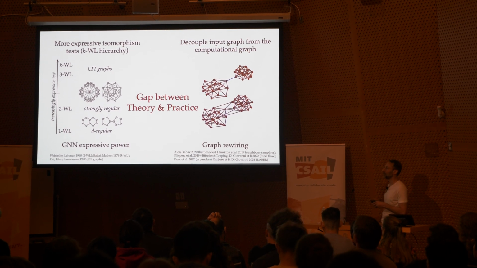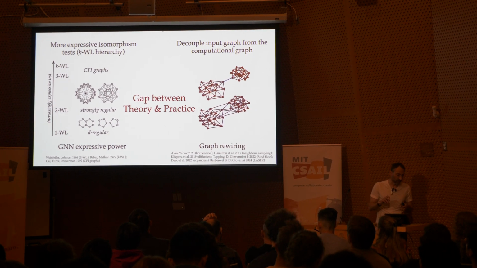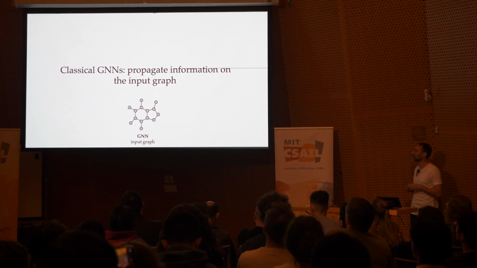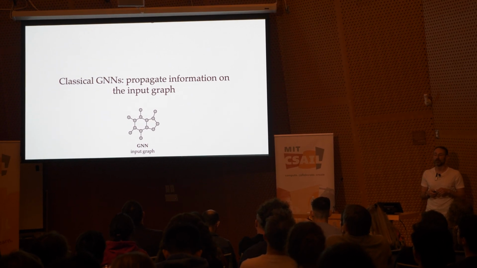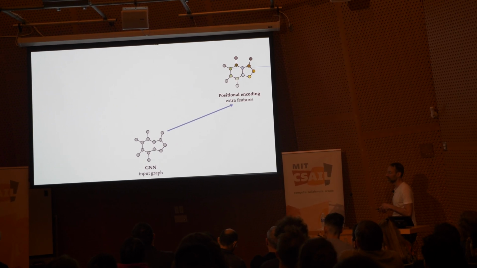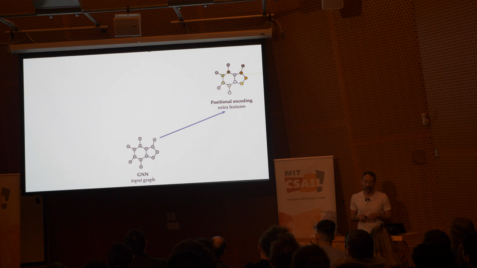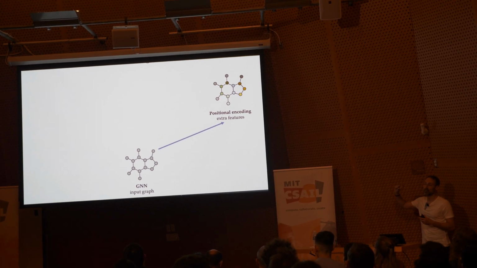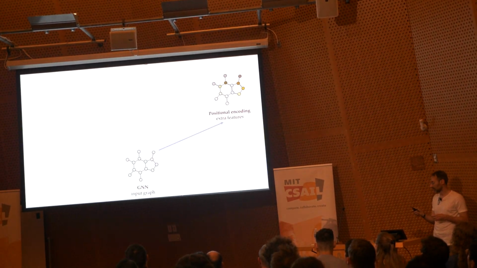So in theory, we can analyze the expressive power of a GNN only if we stick to the same input graph, right? And this is how classical GNNs operate. In practice, we can do more. So in practice, we can augment the graph with additional information. The most popular way of doing it is positional encoding. This is what is routinely done in transformers. So I add some extra node or edge features to the graph.